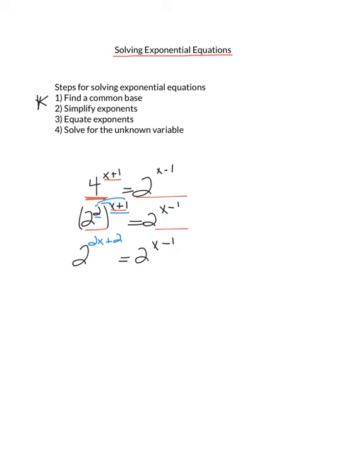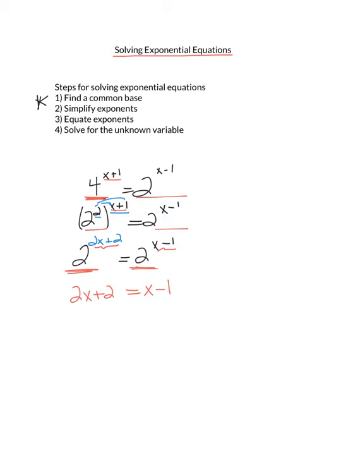Step number 3 says equate the exponents. If I have my bases the exact same, then it only makes sense that whatever I have for my exponents must also equal the exact same. So I'm going to have 2x plus 2 is equal to x minus 1. I get to basically ignore my bases and move the exponents down and just solve this way.